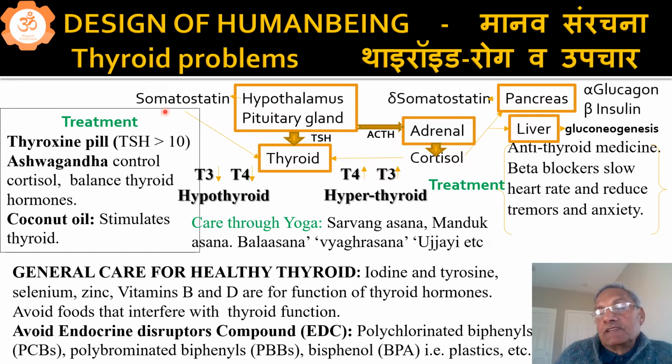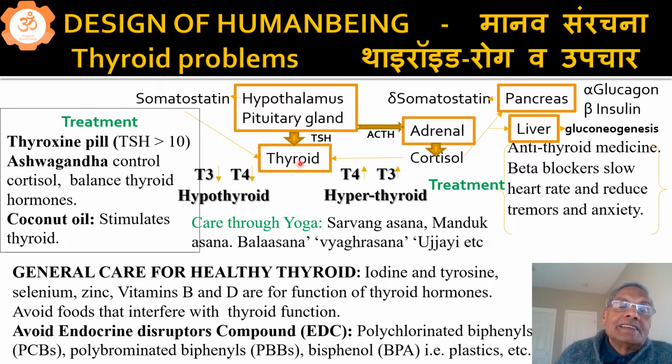What is the function of somatostatin? Somatostatin inhibits the release of hormones. As in the sympathetic nerve or parasympathetic nerve, whenever there is some action, after some time the other system comes which reduces the effect. So somatostatin comes into the picture to reduce the release of hormones. So somatostatin tries to reduce the thyroid hormone also.